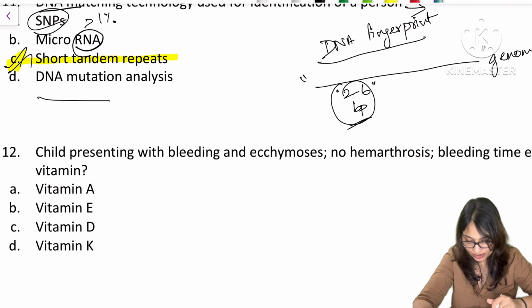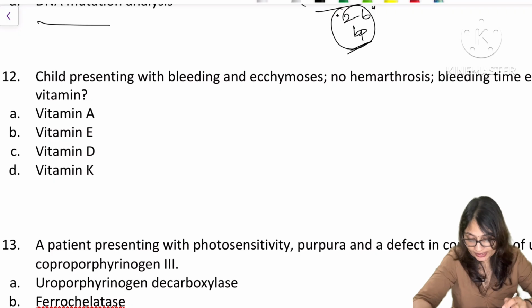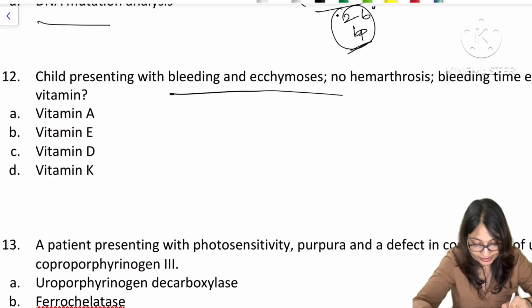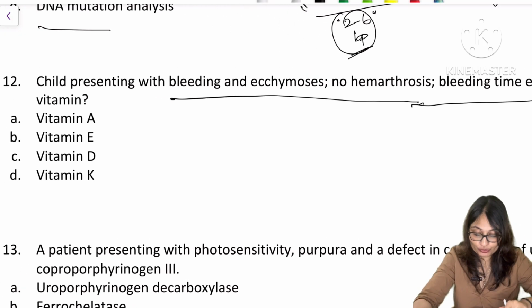The next question here, again a very easy one. I hope most of you would have got this right. Child presenting with bleeding, ecchymosis, no hemarthrosis, bleeding time elevated, deficiency of which of the following vitamins?